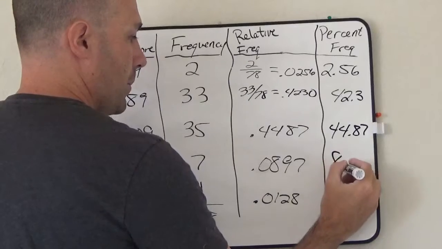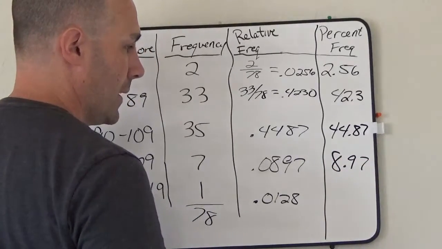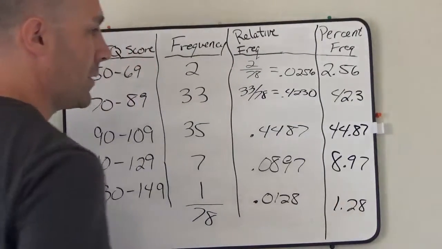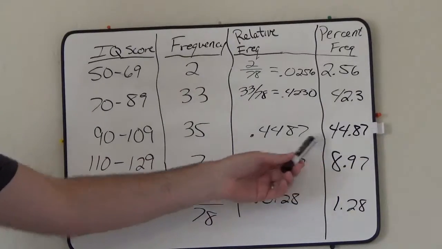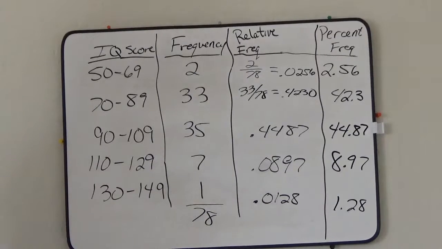This one is 8.97%. And this one is 1.28%. Now, we can easily take these numbers now and identify things like which one occurs the most often. 44% does, right? So most IQ scores are going to be between 90 and 109.